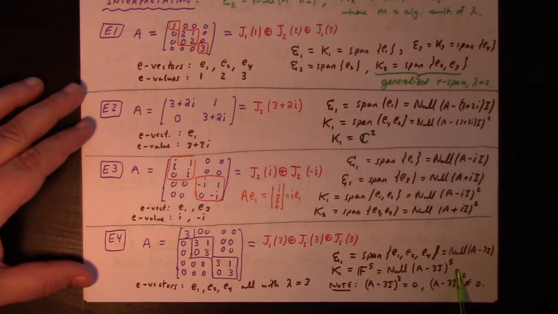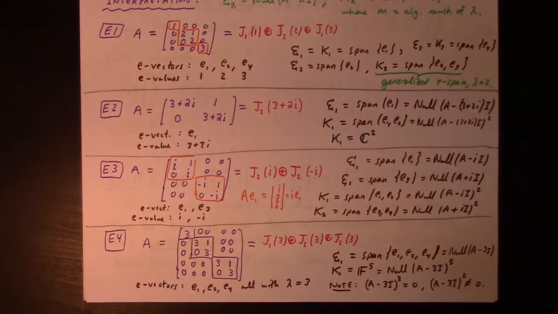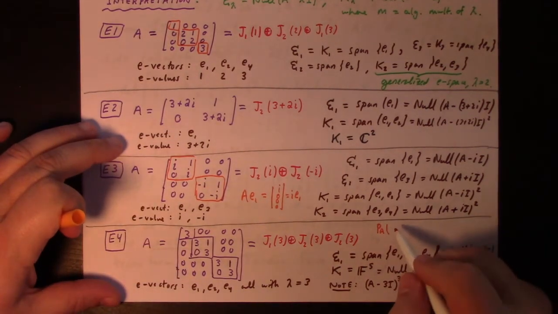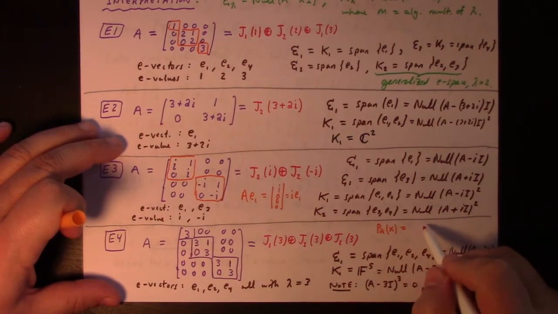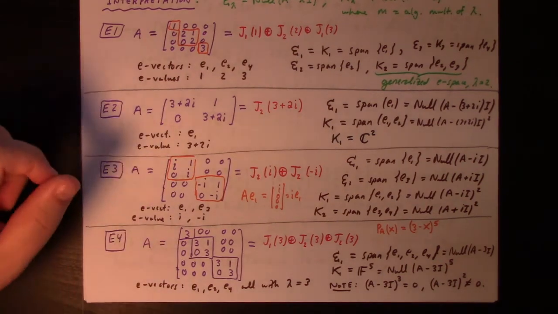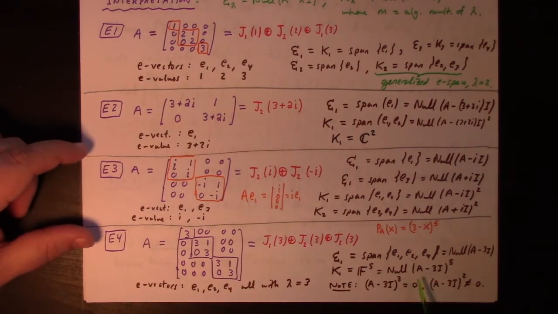If we look at (A minus 3I) to the 5th, that gives me the generalized eigenspace, because the algebraic multiplicity of 3 here is actually 5, right? The characteristic polynomial for this, P_A, I'll use x for a second here, would be (3 minus x) to the 5th power. So lambda equals 3 with multiplicity 5. That's the algebraic multiplicity. So my generalized eigenspace is the null space of (A minus 3I) to the 5th.